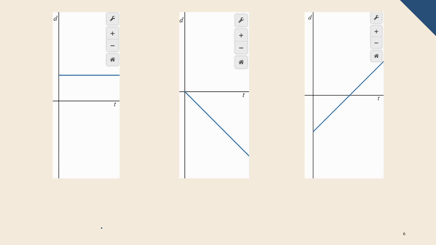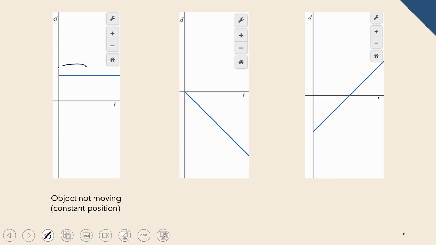Okay, so you try. What would the motion of the object depicted in these displacement time graphs look like? Think about that for 1 second. Okay, so for this first one, the object is actually not moving. Why? Because it's maintaining the same position, or it's staying the same amount displaced away from the origin over time, which basically means it's just staying still and not going anywhere.